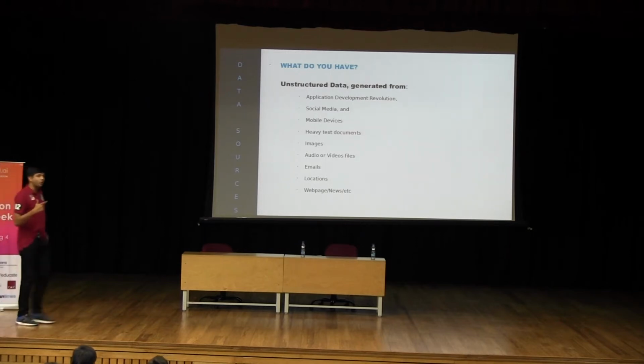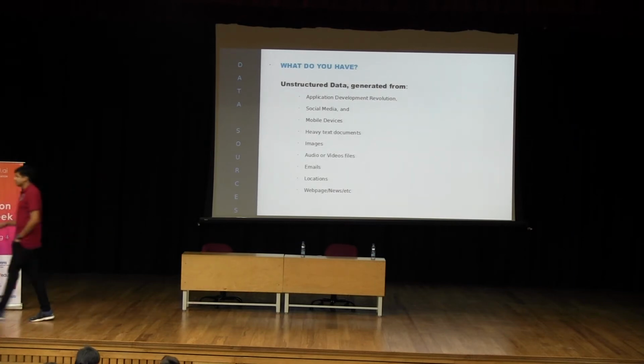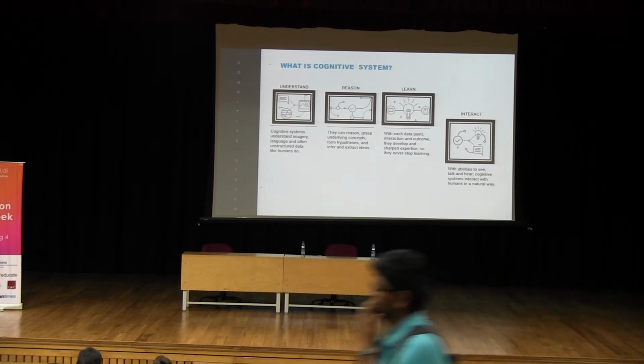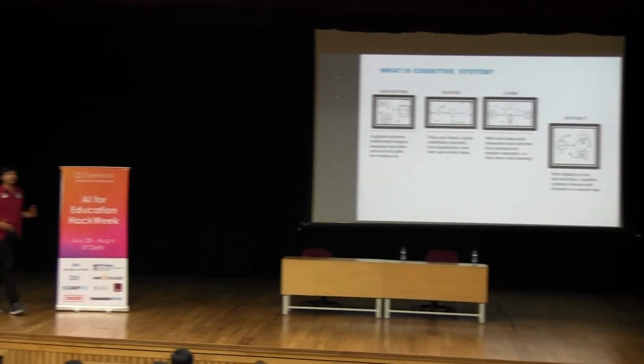How to analyze the data, how to extract the meaningful data from the data which we are getting from multiple sources. For that, we do have a cognitive system, right? What the cognitive system is doing is understanding the data coming from multiple sources. It is applying some reasoning on top of it. It is learning from the multiple sources, and after that it is interacting with human beings, right?